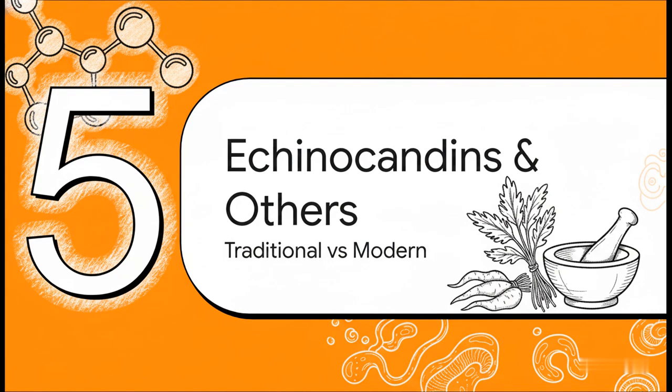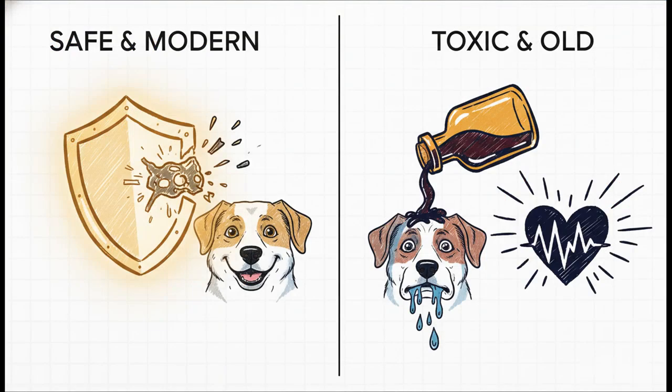Here we contrast the cutting edge with the elemental. Check out caspofungin. This is an echinocandin, and it represents some really advanced tech. It works by inhibiting beta-glucan synthesis in the cell wall. Since mammalian cells literally don't even have the glucan synthase enzyme, this drug is highly selective and very safe for the host. We use it IV for severe candidiasis and aspergillosis.